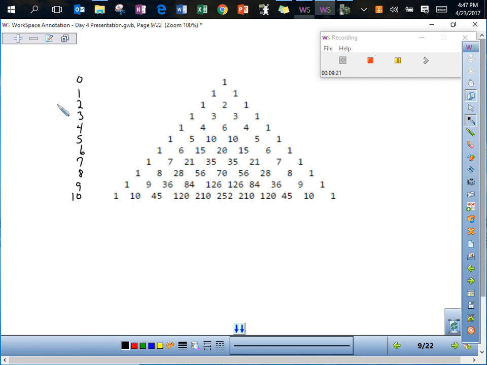Off to the left, these will be your rows. And we need to start with row 0. What that really means is any binomial to the 0 power. Any binomial to the first, to the second, to the third. So pause the video if you need. Make sure your triangle looks like my triangle, and then I'm going to move on. But pause it if you need to.